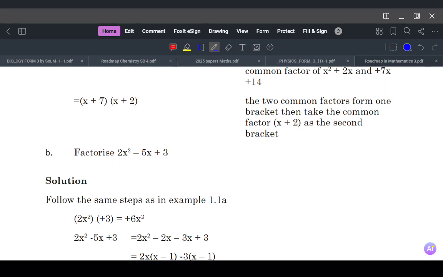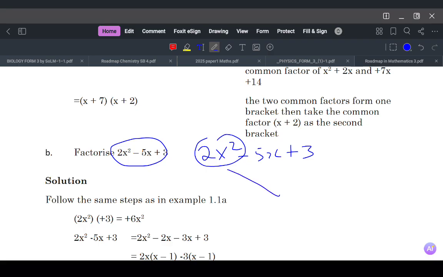Let's consider this other example. We have 2x squared minus 5x plus 3. All right, so you take the first term multiplied by the last term. So we have 2x squared times 3, which is 6x squared. So we have 6x squared.